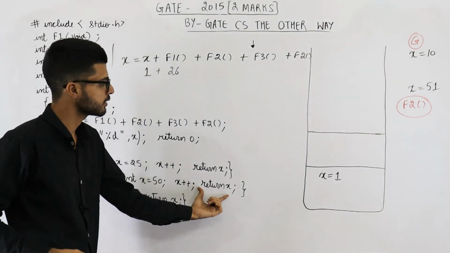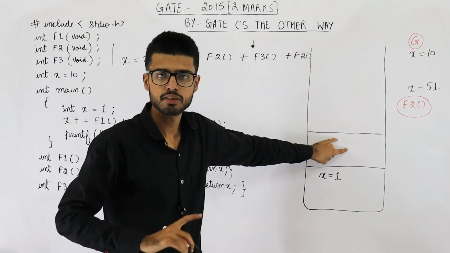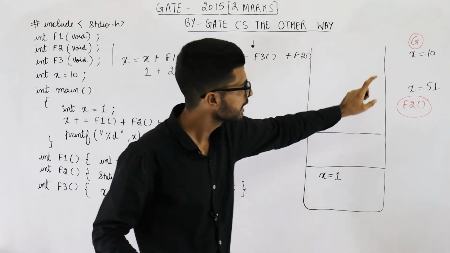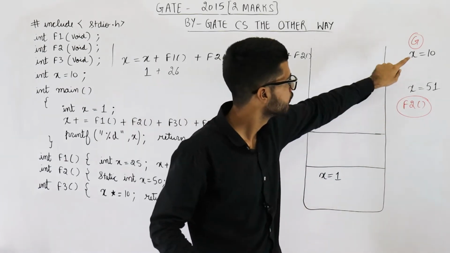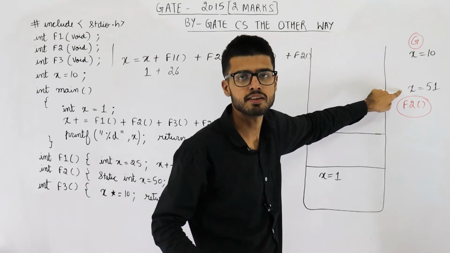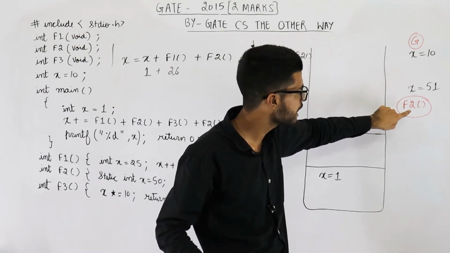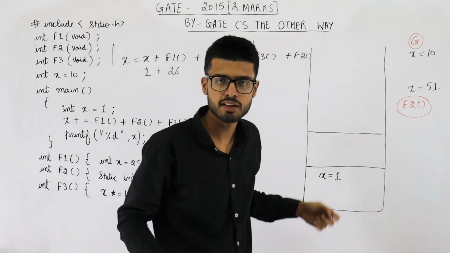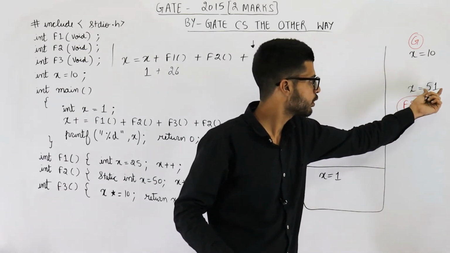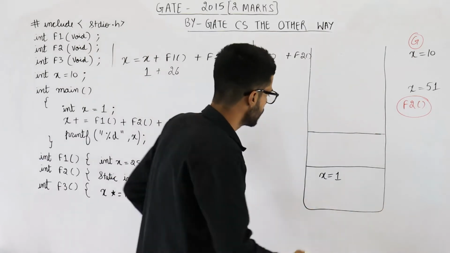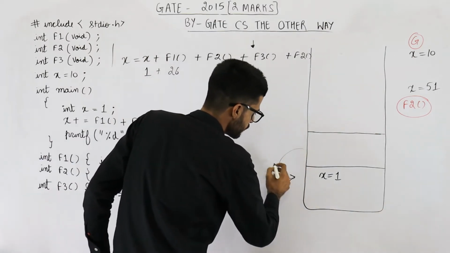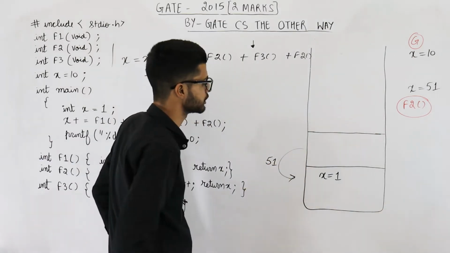Then you are trying to return x. Can you find any x here? No. Look in the data section. Can you find any x here? Yes. We can find one x here and one x here. But preference will be given to this one because this x is a static variable of function f2 and we are currently in f2. So that means we want to return this value 51. So this returns 51 to the calling function.